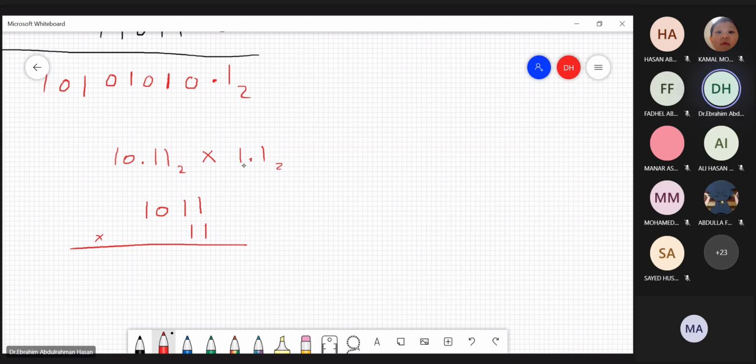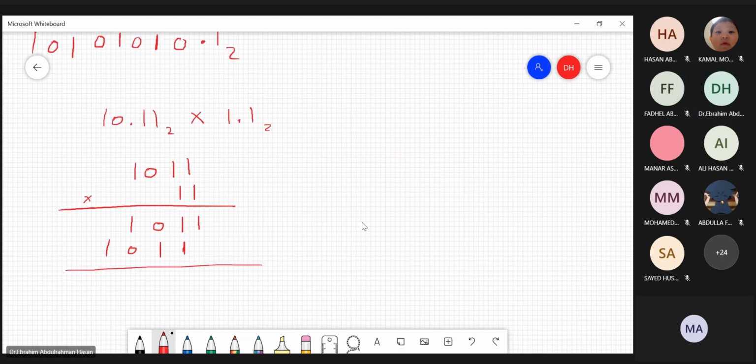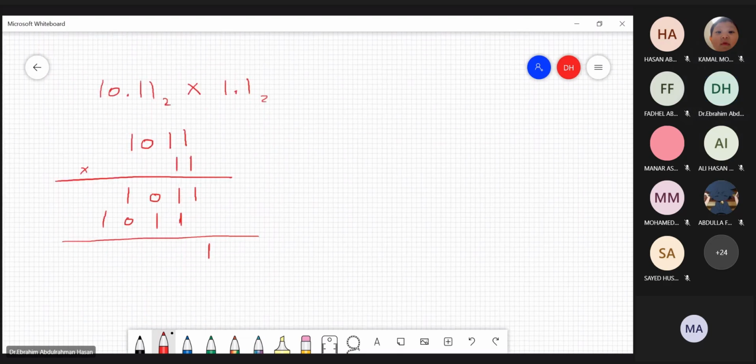So multiplied all this with 1, so then it becomes 1 1 0 1. Okay, multiplied with this one, again it is 1, so we'll get the same, but start from the second one. So it becomes 1 1 0 1. So now add these two. So then it becomes 1, 0 carry 1, 0 carry 1, 0 carry 1, 0 carry 1. So then this is equal to 1 0 0 0 0 1.